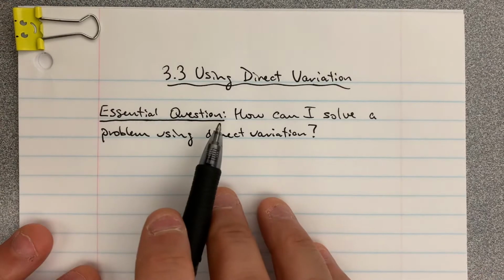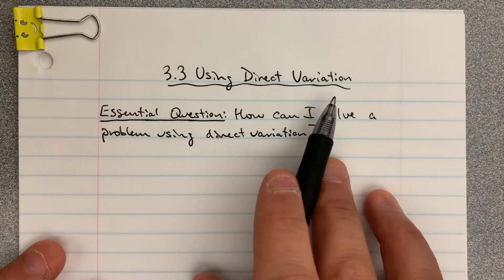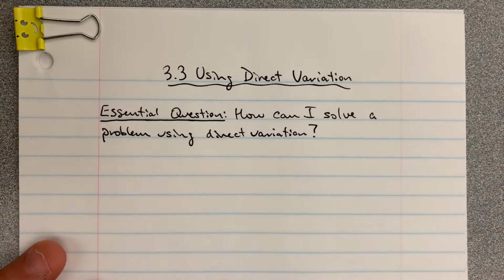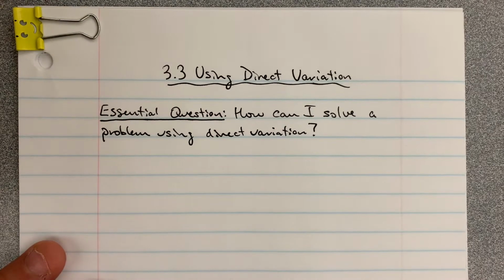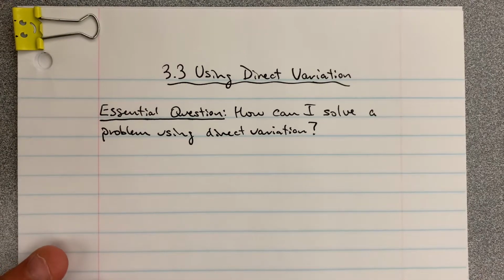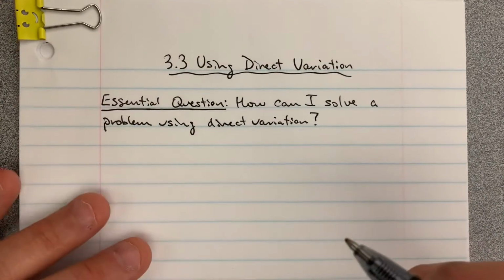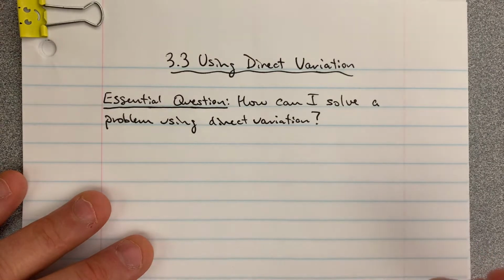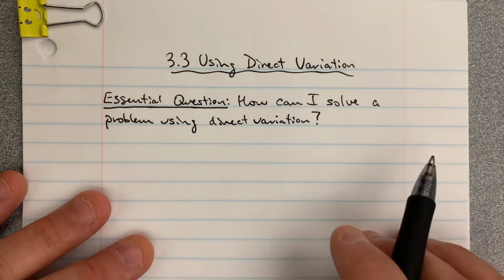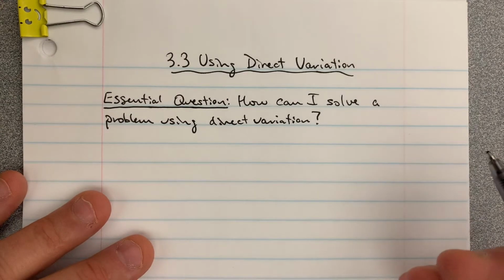All right, today we're going to do the second part of 3.3, where we're now going to use direct variation. Our essential question asks, how can I solve a problem using direct variation? As a reminder of things that we've seen already, direct variation is the connection or situation between two quantities that are increasing or decreasing at the same rate, and the information must be proportional.